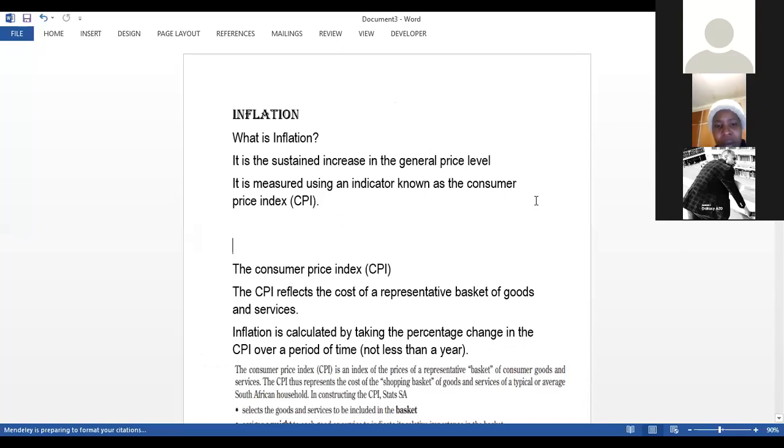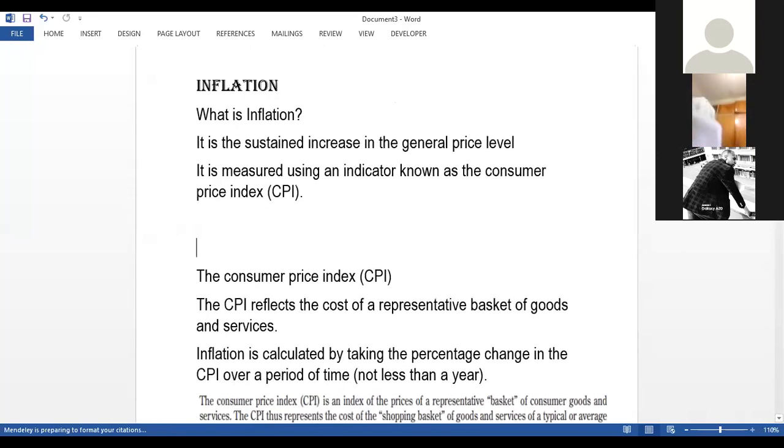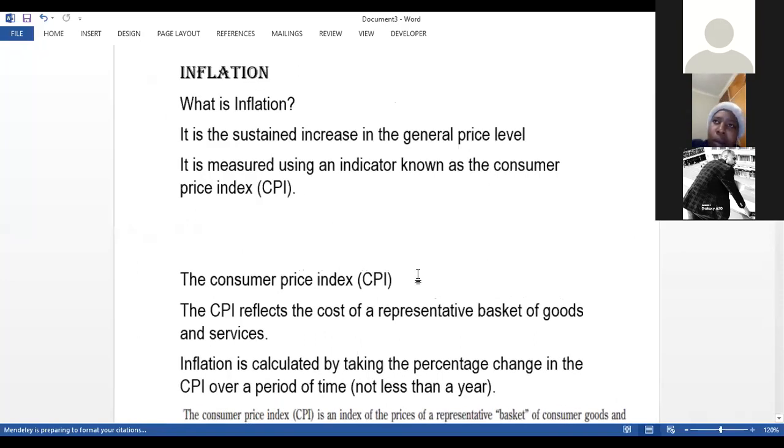Okay, I hope the document is visible. Let me try to zoom out a little bit, zoom in. All right. So today I want us to look at inflation. I just picked the topic randomly, just for us to have a familiarization of the module.